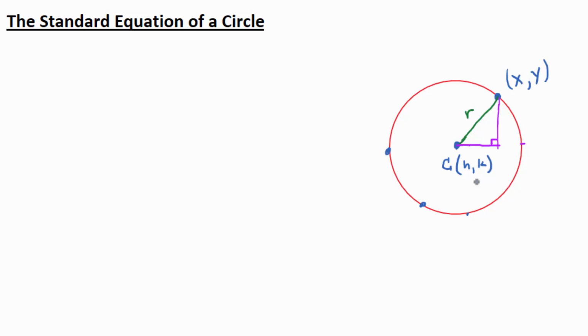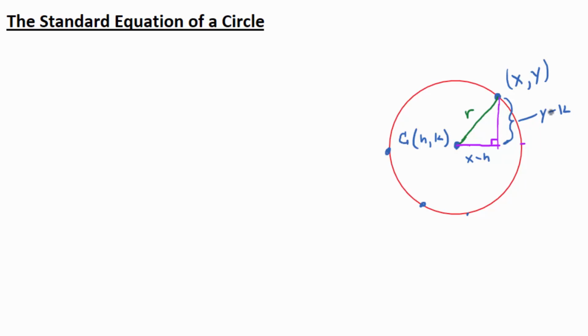Okay, so if you think about it, between the center point, HK, and the point XY on the circle, what's the run going to be? This horizontal distance I've drawn would be the run, right? The horizontal distance between HK and XY, what would that be? X minus H would be a good way to write it. And what would the rise be? Y minus K.